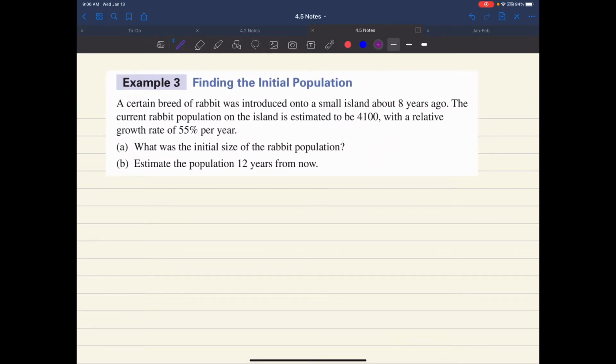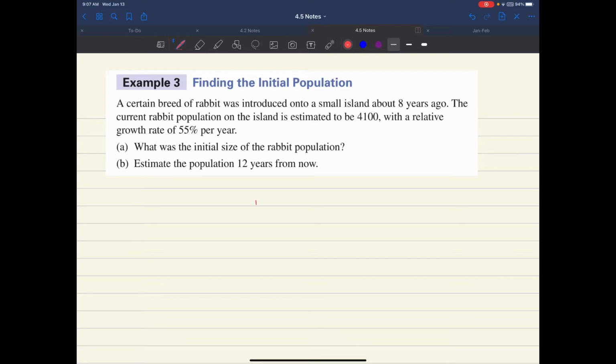Okay, so let's do this example. It says finding the initial population. A certain breed of rabbit was introduced onto a small island about 8 years ago. The current rabbit population on the island is estimated to be 4,100, with a relative growth rate of 55% per year. What is the initial size of the rabbit population?